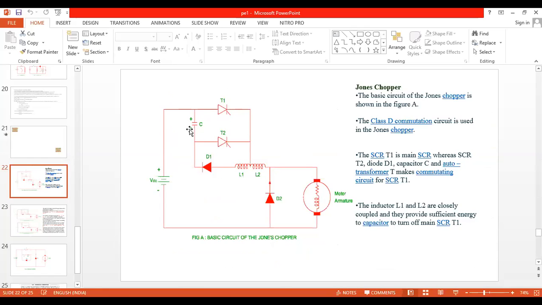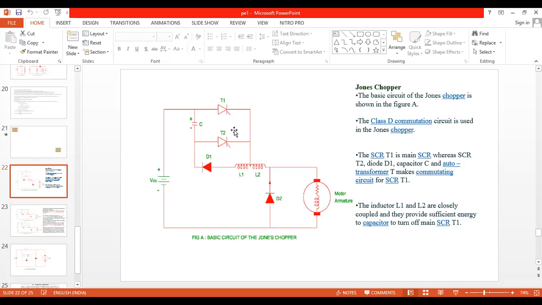Capacitor starts to discharge. In case 1 we have mentioned initially the capacitor is completely charged. In case 2, capacitor starts to discharge. When a capacitor is discharging, it will never change its terminals. The terminals remain the same. In case 2, the capacitor starts to discharge. The discharging current of the capacitor flows from C plus to SCR T1. T1 is already on. When SCR is on, it is just like a copper wire. So from C plus to SCR, and from SCR it comes down here.